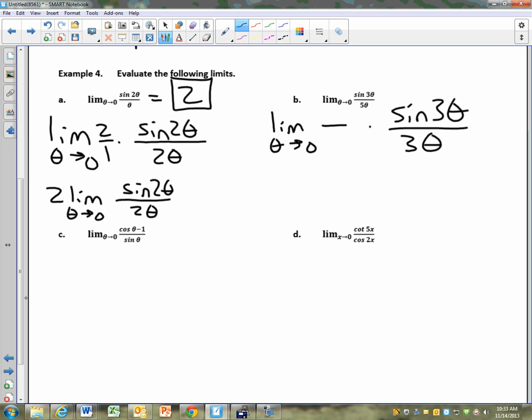Okay? What did I pull out here? I pulled out the 5, right? Okay? I pulled this 5 over here, and I multiplied a 3 on the bottom. So then we have to multiply a 3 on the top. It's 3/5.